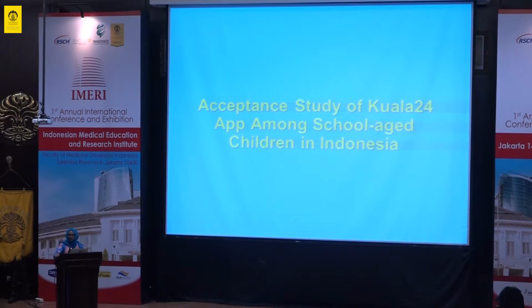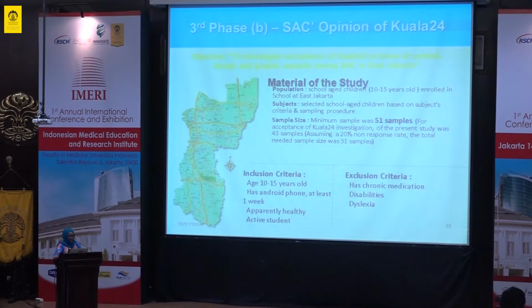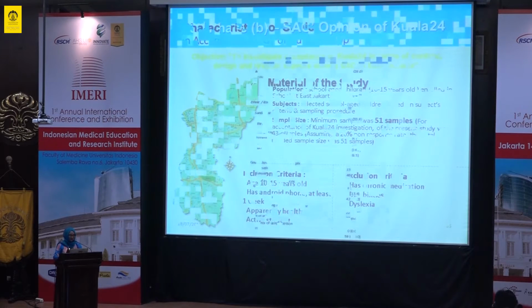So then we want to see how is the acceptance of the KUALA 24 app among school-age children in Indonesia. To investigate the acceptance, we use a school-age children population of 10 to 15 years old that are enrolled in school in East Jakarta. The inclusion criteria are age 10 to 15 years old, has an Android phone at least once a week, apparently healthy and an active student. The exclusion criteria are chronic medications, disability, and dyslexia.